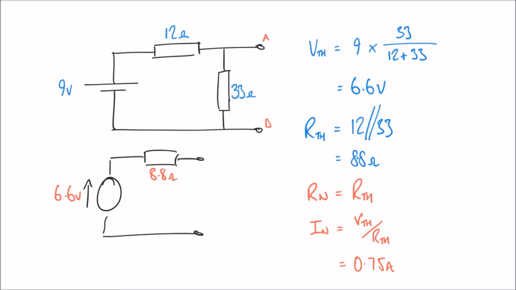So if I wanted to, I could sketch my Norton equivalent circuit, which would look something like this. It would be the constant current source in parallel with one resistor, and we can say that that is a constant current of 0.75 amps with a resistance that's equal to the resistance that I had for the Thevenin circuit, 8.8 ohms. So the two are very easily interchangeable. We can convert from one to the other.